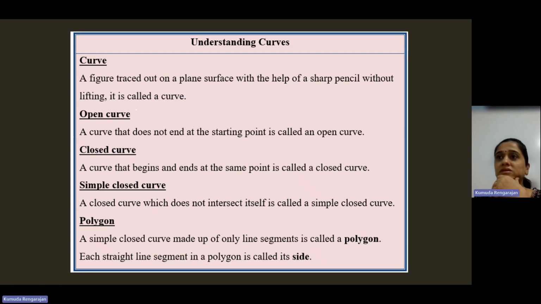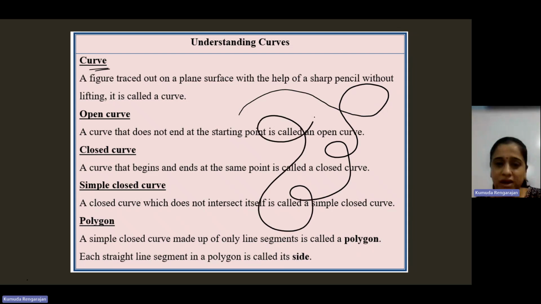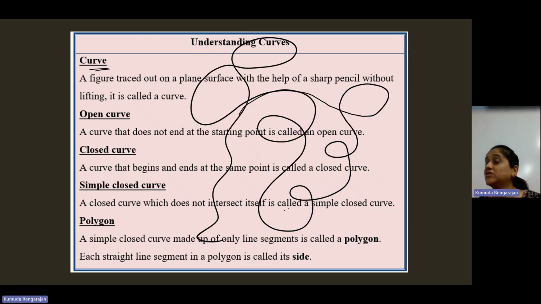So let's understand some key terms which are used in this chapter. See, the first one, curve. This is a writing instrument. Now, when I trace a figure or draw a figure with the help of any writing instrument, without lifting my hand, I don't lift my hand, I do whatever like this. This is a curve.